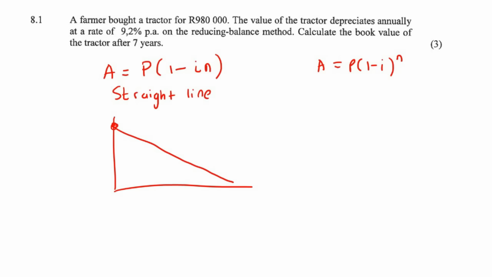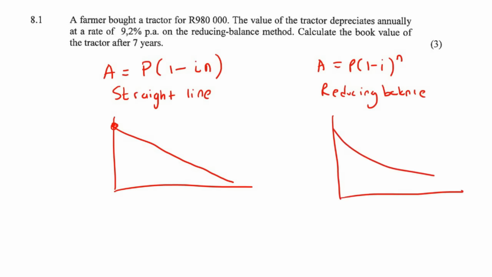Let's make that a bit better, like that. Then you get something called the reducing balance, and this is when something gets less, like that. Okay, and they've asked us to use the reducing balance method. Most of the time in grade 11 and 12, that is the way it will be. So we are going to use this one. It's the same compound formula that we've always used, but instead of a plus, you've got a minus.